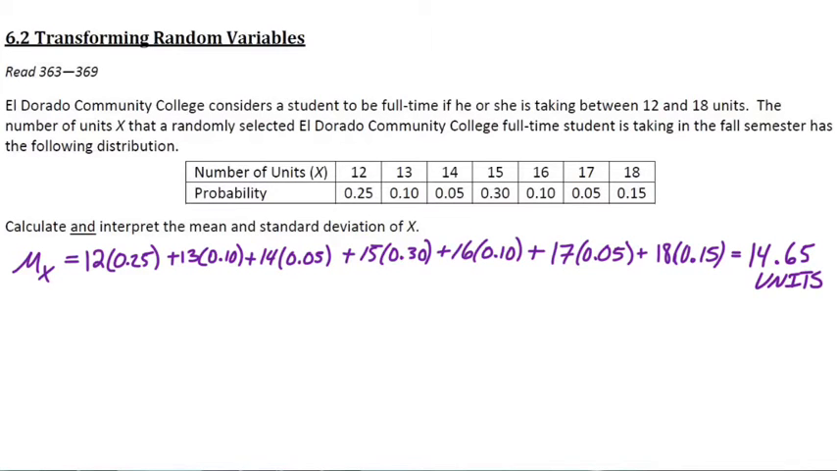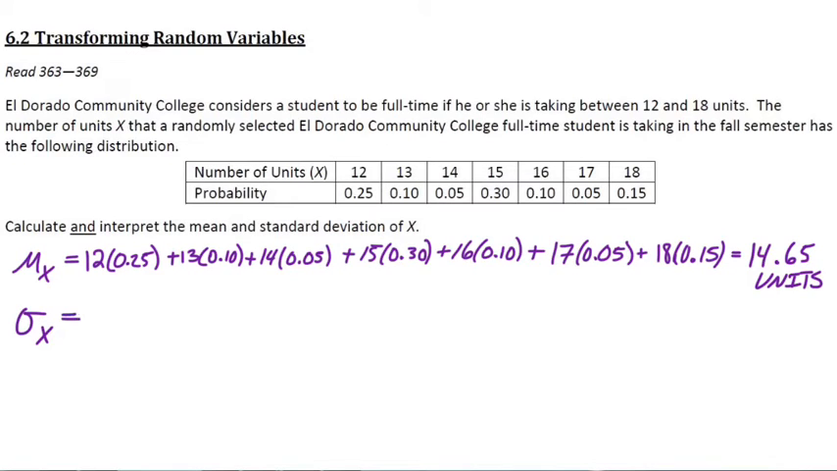Or another way to phrase that, the expected value of X, right? The expected number of units for a randomly selected student at this school would be 14.65 units. That's an average. Okay, and we need the mean so that we can calculate the standard deviation.